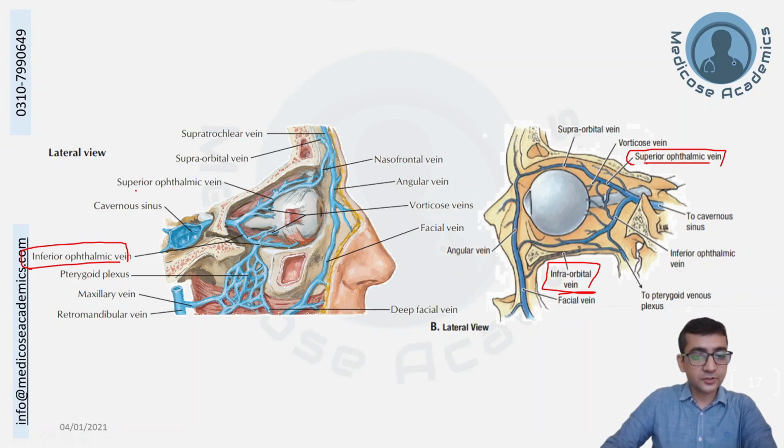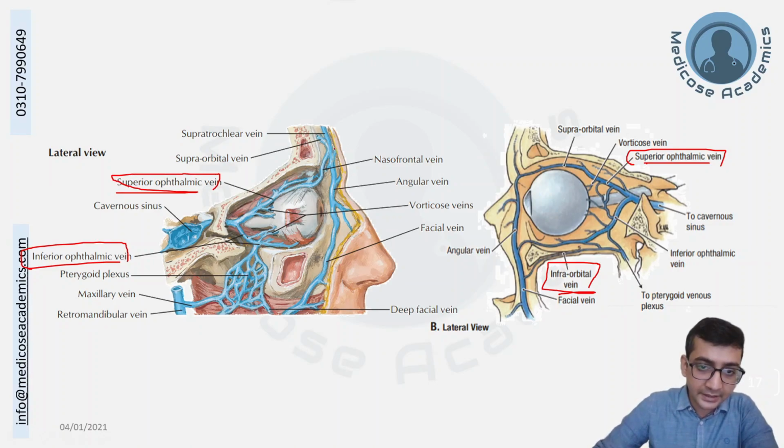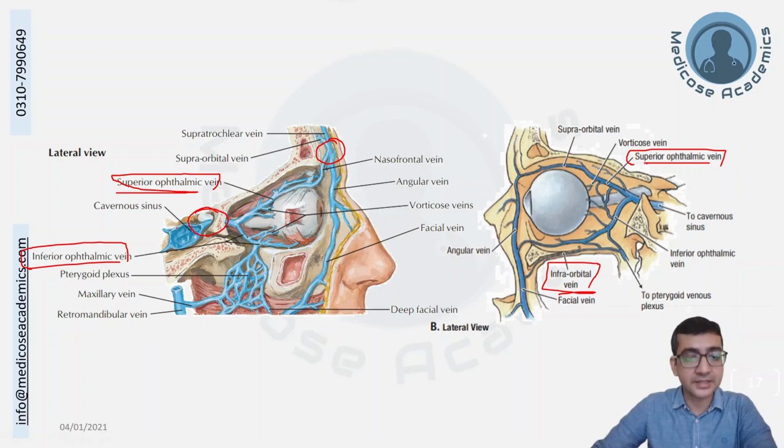Where do they go? The superior ophthalmic vein, anteriorly, does join with the facial vein, and posteriorly it does join with the cavernous sinus. That is how the connection of the danger area of the face is established to the cavernous sinus through the superior ophthalmic vein. The inferior ophthalmic vein is connected to the face through the infraorbital vein.